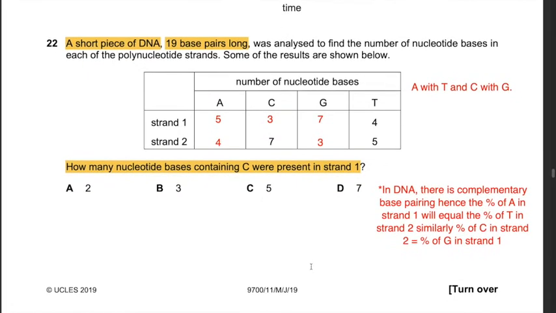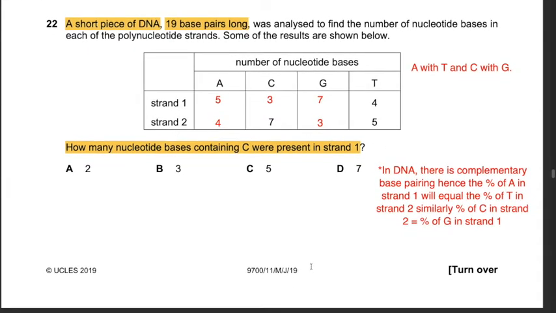Question 22. A short piece of DNA, 19 base pairs long, was analyzed to find the number of nucleotide bases in each of the polynucleotide strands. Some of the results are shown below. How many nucleotide bases containing C were present in strand 1? In DNA, there is complementary base pairing between the two strands. Hence, the percentage of adenine in one strand will equal the percentage of thymine in the other strand. Similarly, the percentage of cytosine in one strand will equal the percentage of guanine in the other strand.